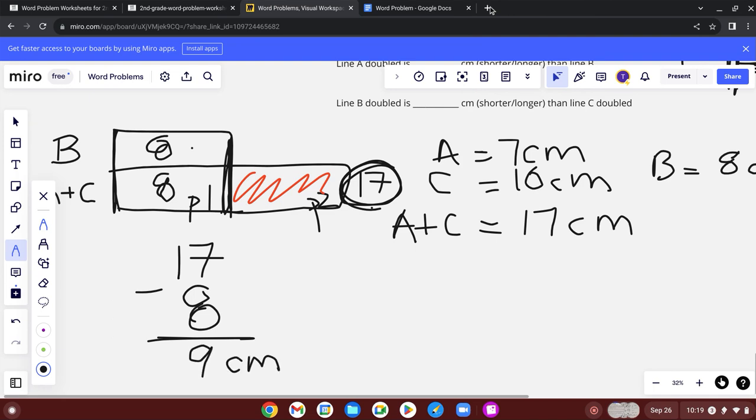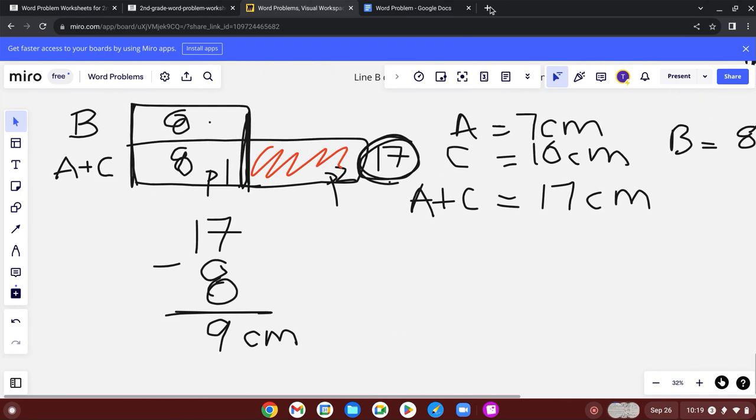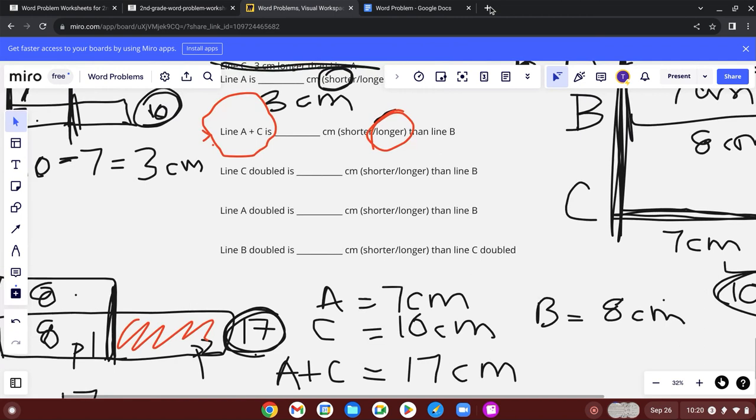So line A plus C is how much longer than line B? You said 1 minus 0. No. If you borrow, it's just going to be the same as 17 minus 8. That's 9 centimeter. Okay? When will we be done? We're almost done. So line A plus C is how much longer than line B? 9 centimeters. Yes, 9 centimeter longer than line B.